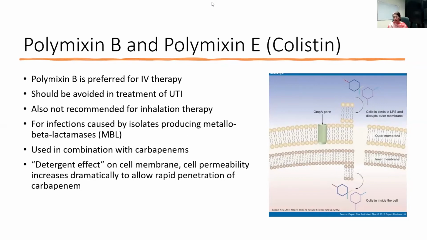Polymyxin B and polymyxin E are effective for infections caused by metallo-beta-lactamases, but these have to be used in combination with carbapenems. The rationale is that the polymyxins have sort of a detergent effect on the cell membrane, and they increase cell permeability and allow rapid penetration of carbapenems. So colistin binds to lipopolysaccharide. It disrupts the outer membrane and allows the carbapenem to enter the bacteria and exert its action.